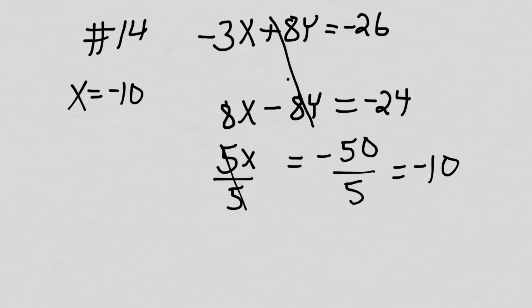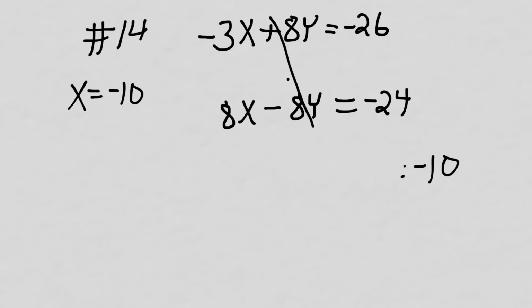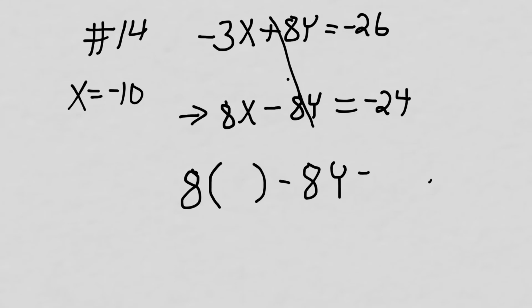Let me do a little bit of erase in here. All right. I like the bottom one the best. It's got more positives in it. So I'm solving for y. This is the one I'm using here. 8 times x minus 8y equals -24.